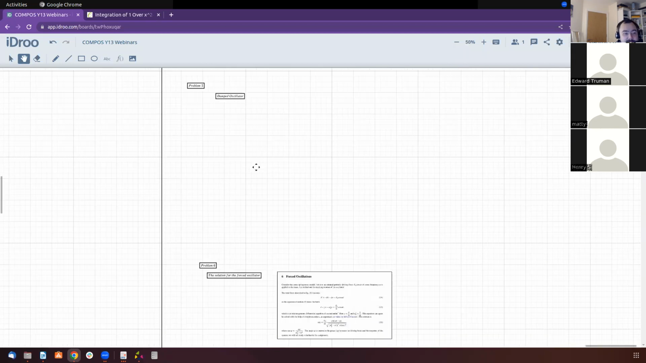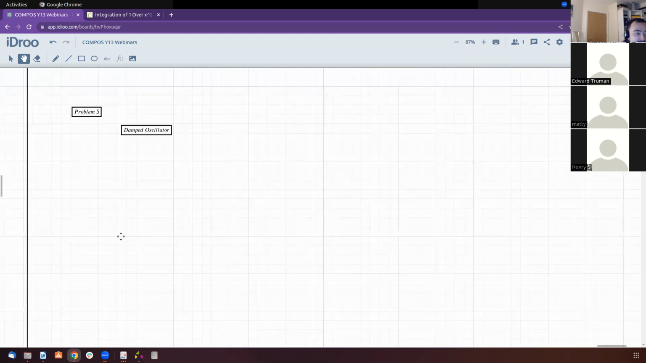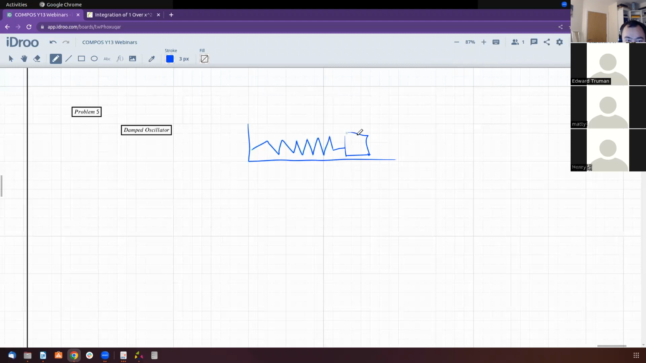Problem 5, the problem of the damped oscillator. Now, this is an excellent problem. Now we have an oscillator. Well, it's an oscillator with friction, but it's not exactly friction. It's resistance proportional to the speed of the oscillator. So we have k, that's the spring constant. We have the oscillator, but going left and right.